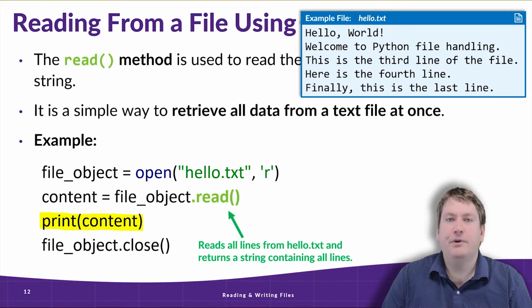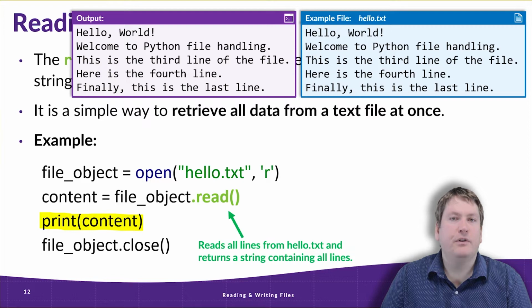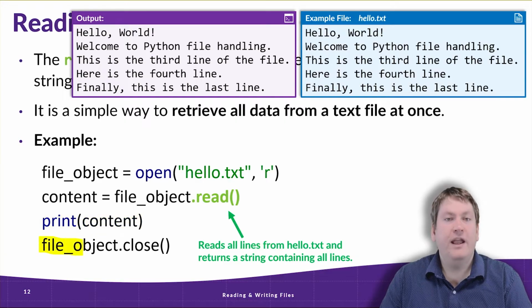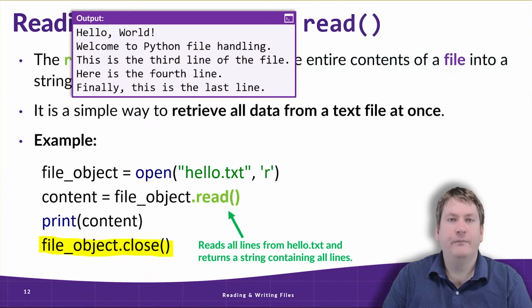The next line simply outputs this to the console, which would look just like the file does, but this is being output in the Python console rather than on the screen. And then the last line closes the file. Like I said, it's always important to close files after we have worked with them.